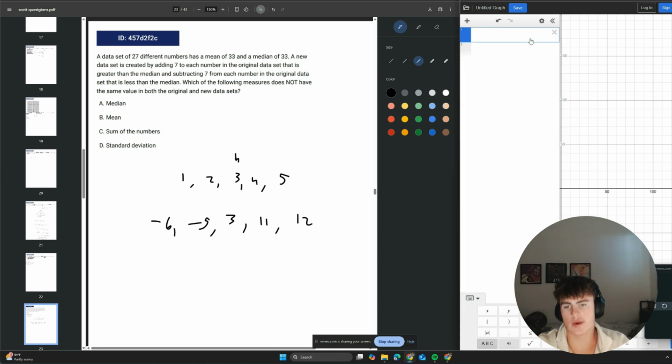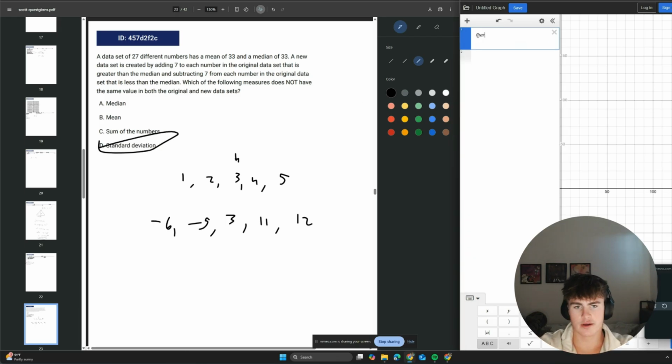And if you add 7 to this side and subtract 7 from this side, the median and the mean are going to remain the exact same, because the median is still going to be that 3, and the mean is also going to be that 3. And the sum of the numbers won't change either because you're adding the same amount to both sides. You're subtracting 7 and adding 7 to the same amount of numbers because it's evenly distributed. So A, B, and C are all going to be the same. And the standard deviation is the only thing that changes, because standard deviation pretty much always changes no matter what number you add. Deviation is almost never the same, so it has to be D here.